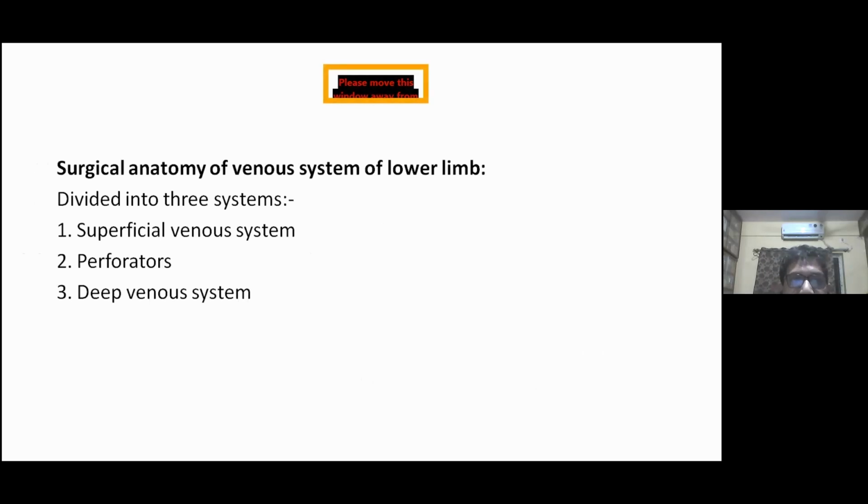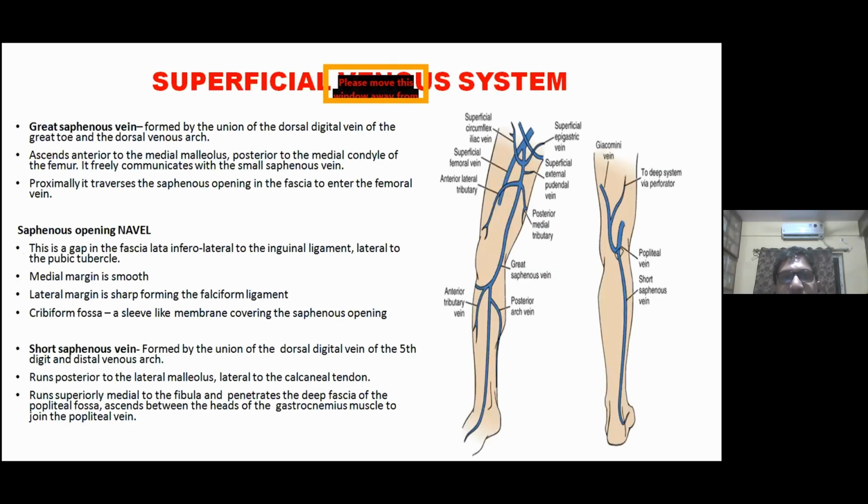Now coming to the surgical anatomy of the venous system of the lower limb. It is divided into three systems: superficial venous system, perforators, and deep venous system. So what is the superficial venous system? It comprises the great saphenous vein and short saphenous vein. Now, the great saphenous vein is formed by the union of the dorsal digital vein of the great toe and the dorsal venous arch.